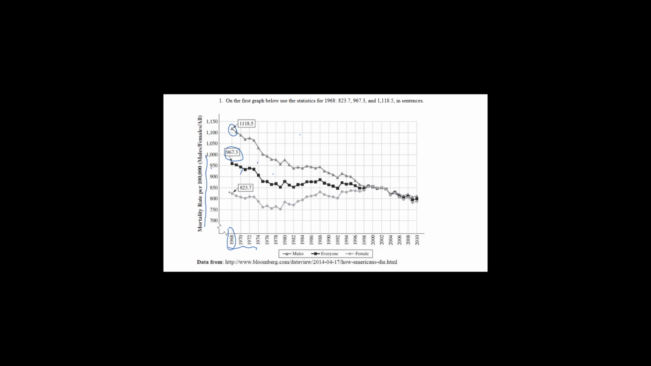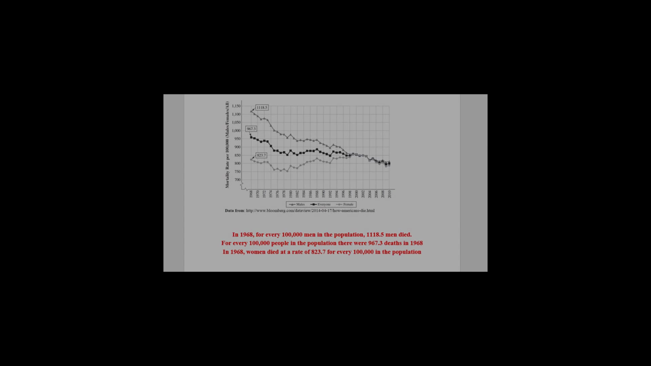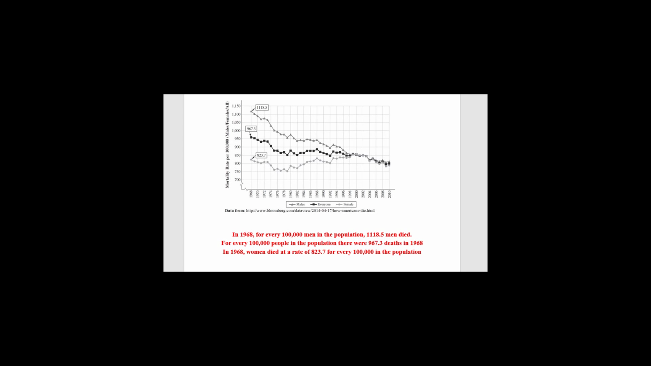And for the third one, here's the third sentence. This is for women. In 1968, 823.7 women died for every 100,000 women in the population. And I'll write those down. So there are the sentences using those three different numbers, and they're down there in red. But they don't have to be exactly like that. You want to convey the information that you were given effectively, and that's a reasonably effective way of communicating.